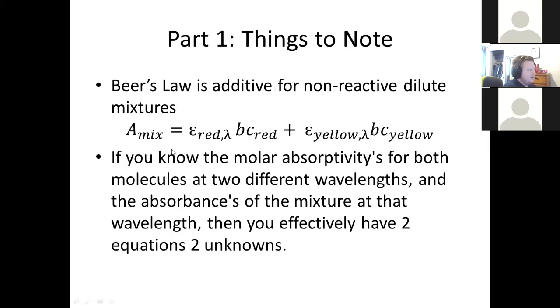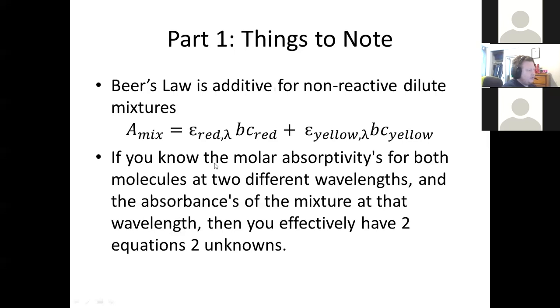Now, remember, it's wavelength dependent, right? b is known for all these. b is always the same. But this ε red is wavelength dependent. This ε yellow is wavelength dependent. And they're different for each one, right?